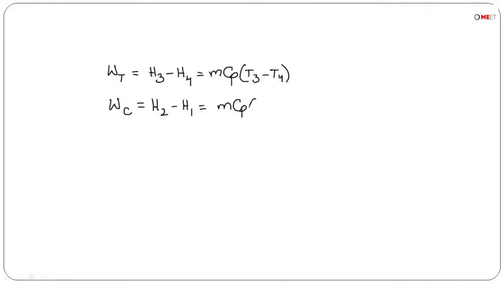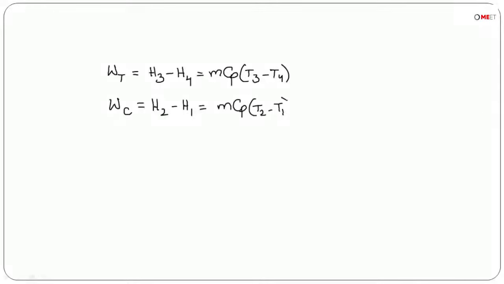Work developed by the turbine will be H3 minus H4, that is equal to mCp (T3 minus T4), and work input to the compressor is H2 minus H1. This is equal to mCp (T2 minus T1).